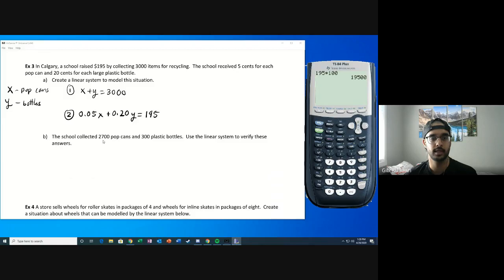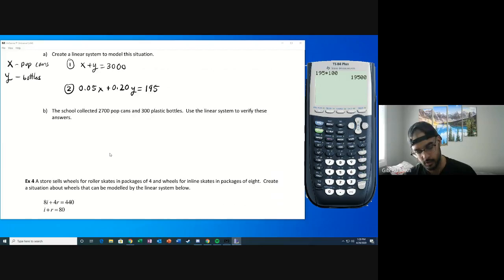Okay, part B, the school collected 2,700 pop cans and 300 bottles. Verify these answers. So here's our system. We'll check if this works. For equation 1, we said that the pop cans were X, so 2,700, plus the bottles, which is 300. That needs to equal 3,000, which it does. Okay, the first equation was easy to check.